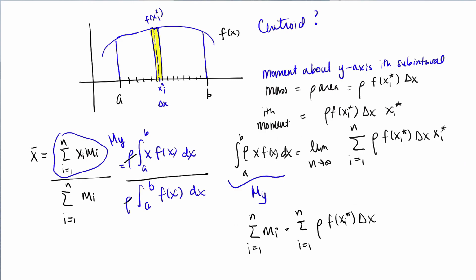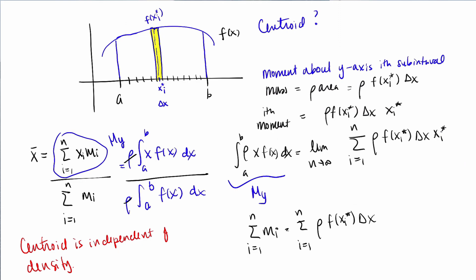Therefore, and let me make that note in red, this centroid is independent of the density, okay? That's what this means. The fact that I was able to cancel rho top and bottom tells me that it's independent of the density, okay? So this is the x coordinate.